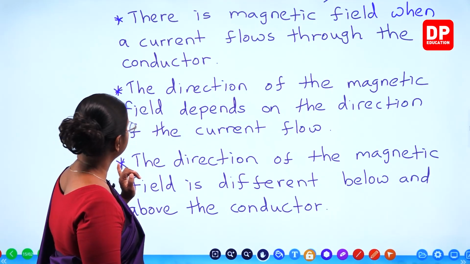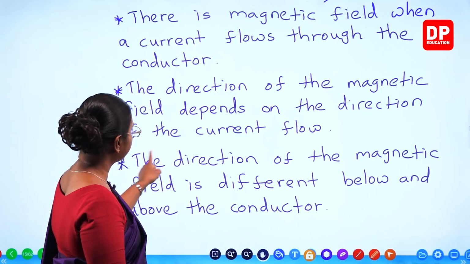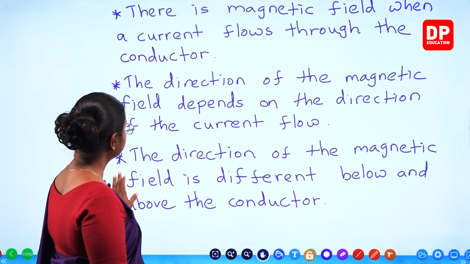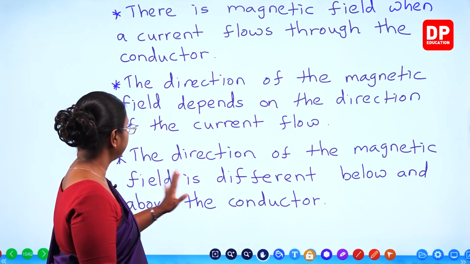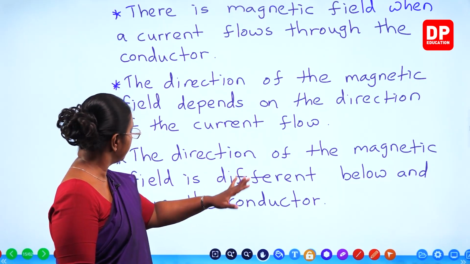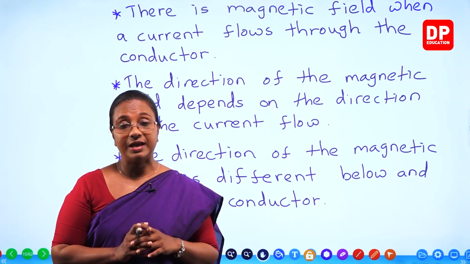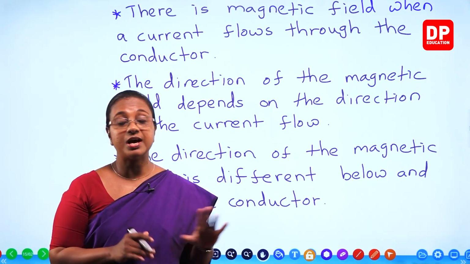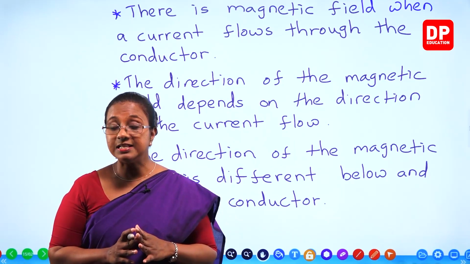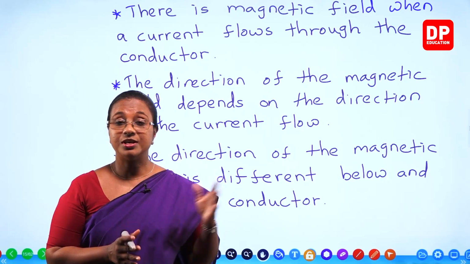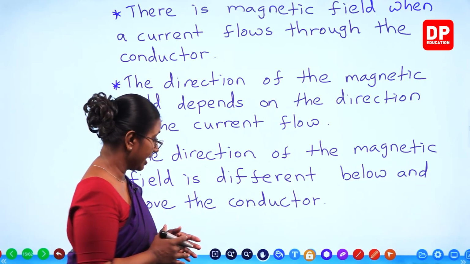And the direction of the magnetic field depends on the direction of the current flow. The second conclusion. And finally, the direction of the magnetic field is different below and above the conductor. So all that you can understand. And those are the conclusions or the understanding that you get from the activity. So with that, students, I will move on to the next slide.